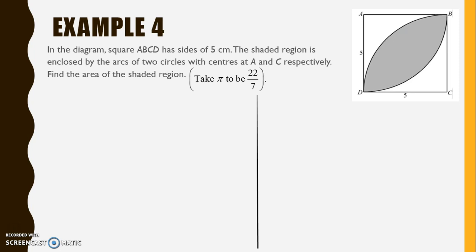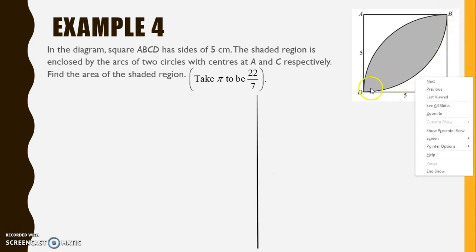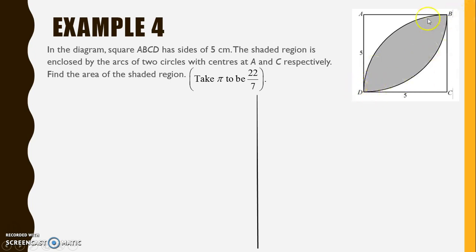Alright, let's move on to this example. I don't think this example is very unfamiliar to you guys, but let's go through it. In this diagram, square ABCD has sides of 5 centimeters each. The shaded region is enclosed by arcs. Take note, the arc is this curved line over here, with centers at A and C respectively. Find the area of the shaded region.